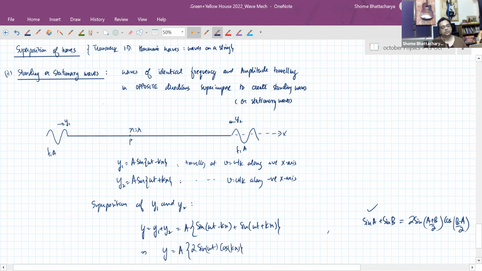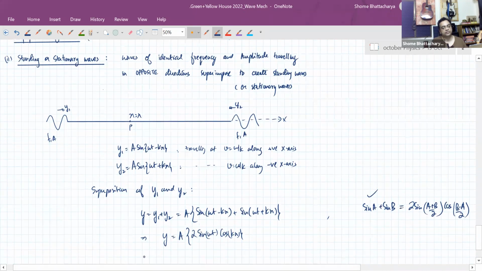So as you can see, this is no longer the equation of a traveling wave. This is the equation of a wave which is of a different type. Hence, we call it a standing wave because it's not a traveling pattern. And why it's not a traveling pattern, I'll just explain in a moment.